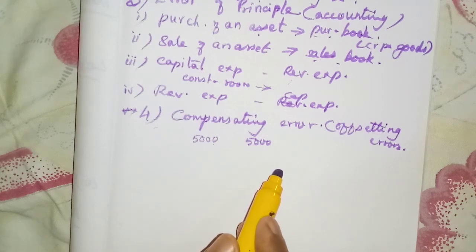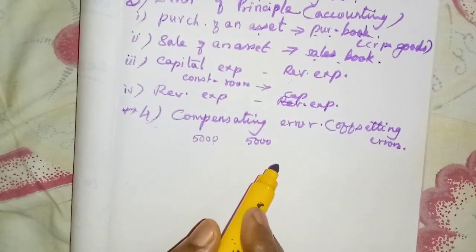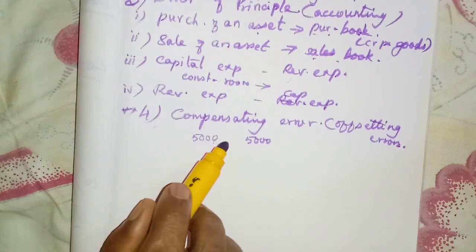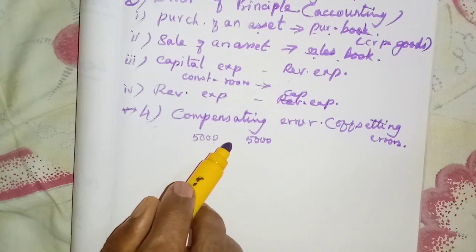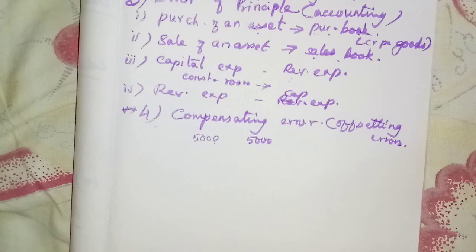Okay, we have learned all the kinds of errors. So read the full lesson up to compensating errors. Okay, students, and you yourself mark all the question answers that come under this topic. You have to mark and learn these question answers.